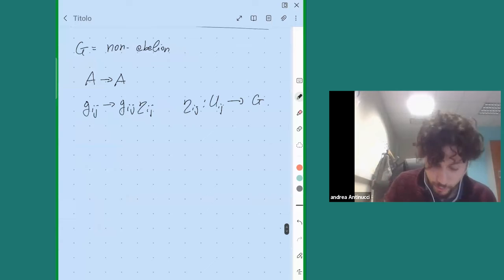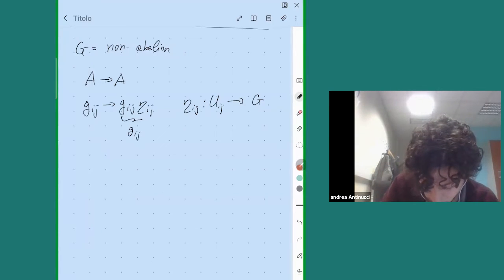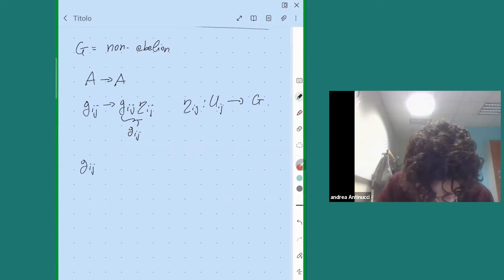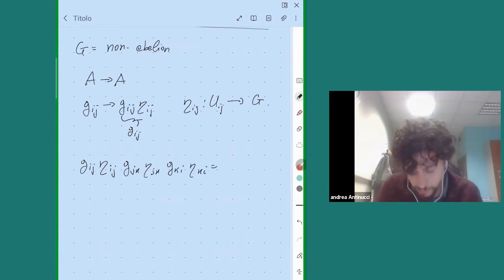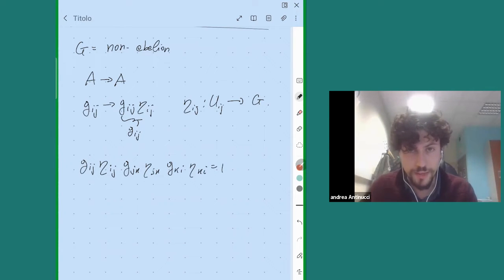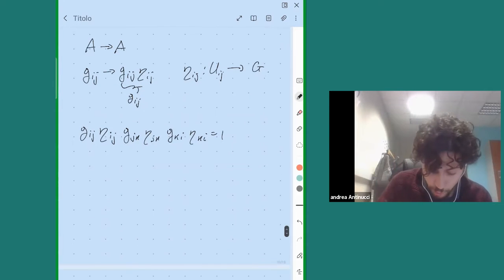So now A is perfectly invariant. We are changing the transition function, but now you have to be careful, because when you perform this transformation, you should still satisfy the cocycle condition. And now the cocycle condition is slightly modified, because you have g_ij eta_ij g_jk eta_jk g_ki eta_ki equal to 1. So it is not enough to require that the eta itself satisfy the cocycle condition, because you should be able to commute eta with g. In order to do this, you have to require two conditions.